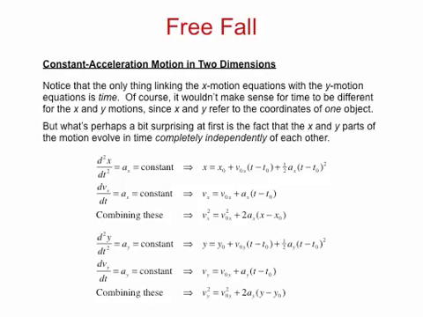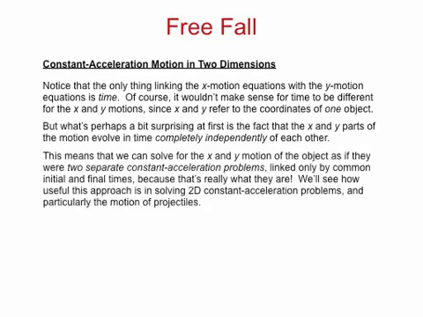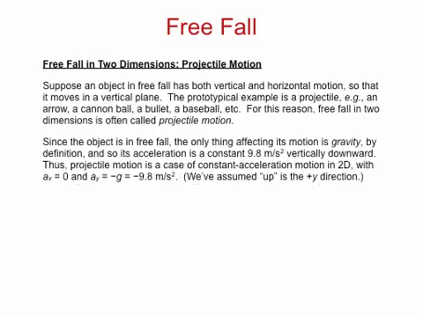But what's perhaps a bit surprising at first is the fact that the x and y parts of the motion evolve in time completely independently of each other. This means that we can solve for the x and y motion of the object as if they were two separate constant acceleration problems, linked only by common initial and final times, because that's really what they are. We'll see how useful this approach is in solving 2D constant acceleration problems, and particularly the motion of projectiles.